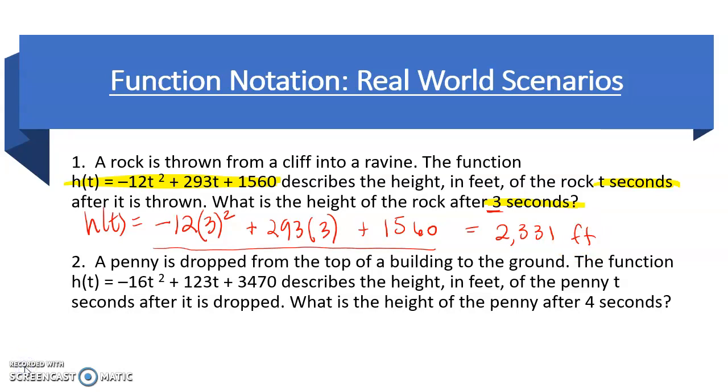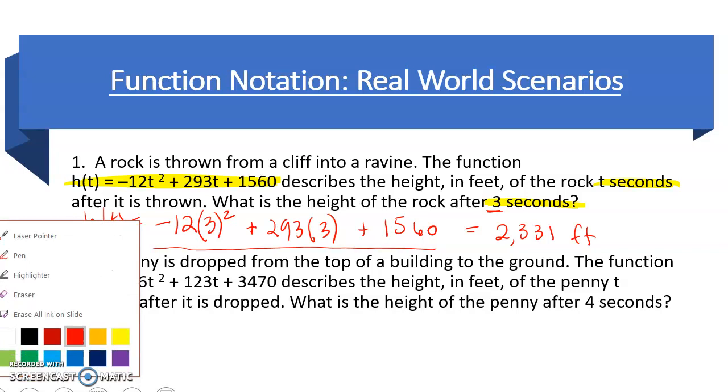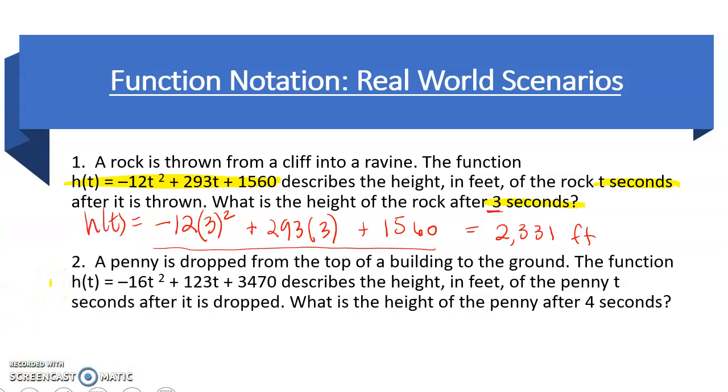Right? So for number 2, a penny is dropped from the top of a building to the ground. The function h of t equals negative 16t squared plus 123t plus 3,470 describes the height in feet of the penny t seconds after it is dropped. What is the height of the penny after 4 seconds?